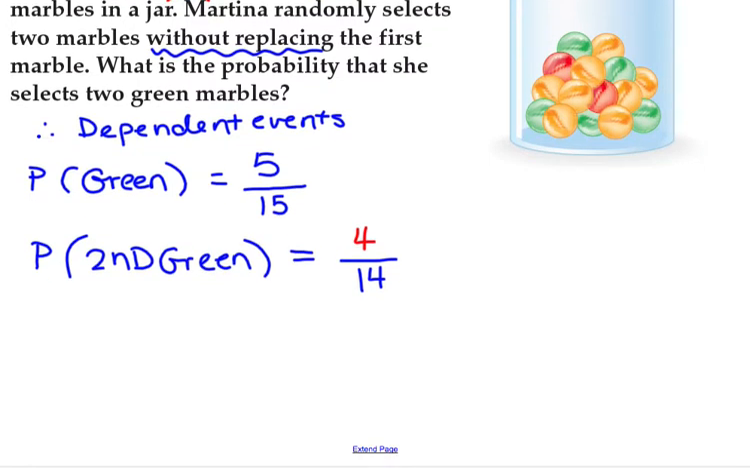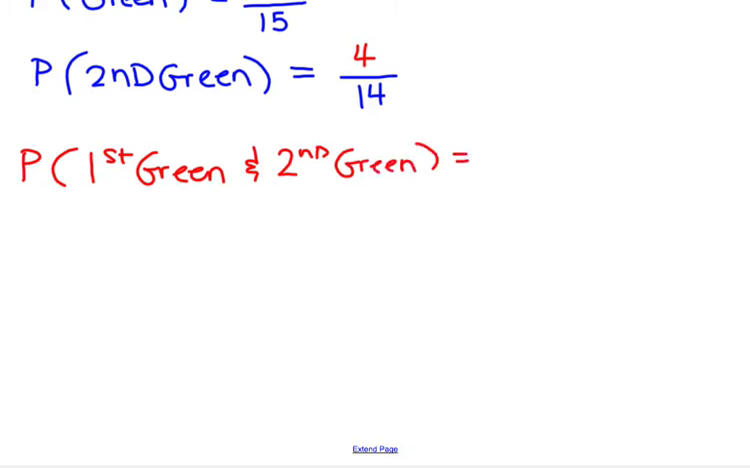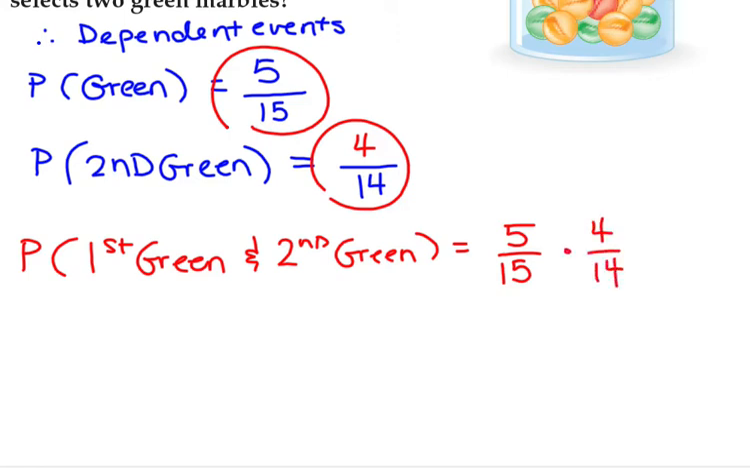All right. Now we want to say, what is the probability of getting the first green and the second green? We are going to multiply these 2 probabilities together, 5/15 and 4/14. So 5/15 is the probability of getting that first marble, then 4 out of 14 to get that second marble. We're going to go ahead and multiply across and reduce it, and we get a 2 out of 21 chance of getting 2 green marbles.